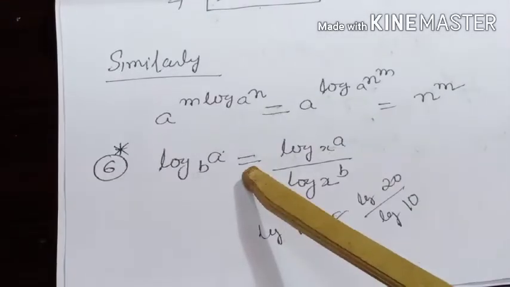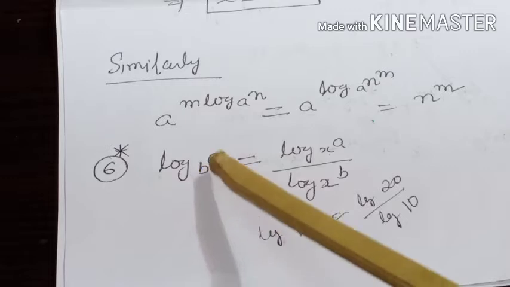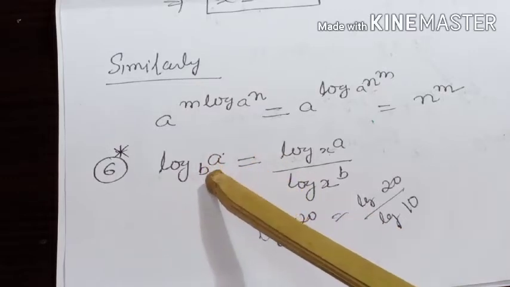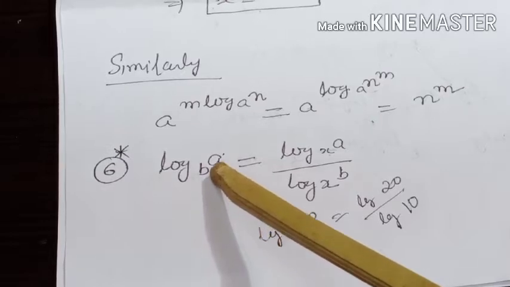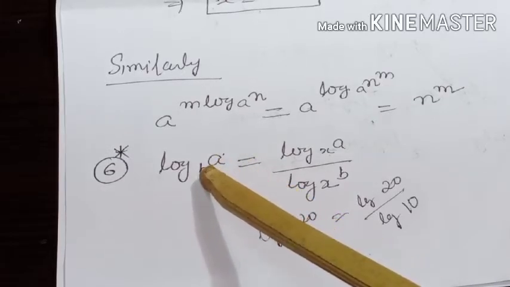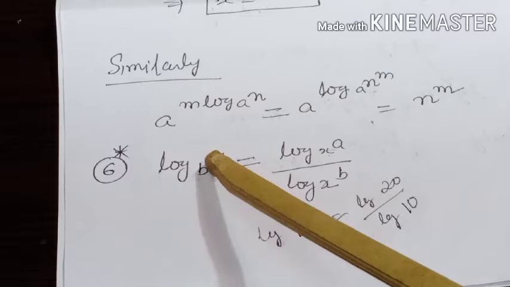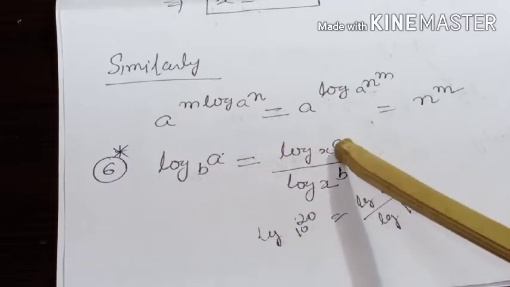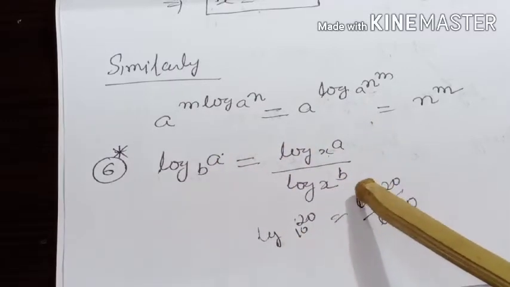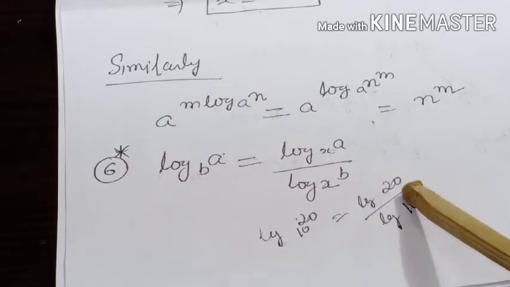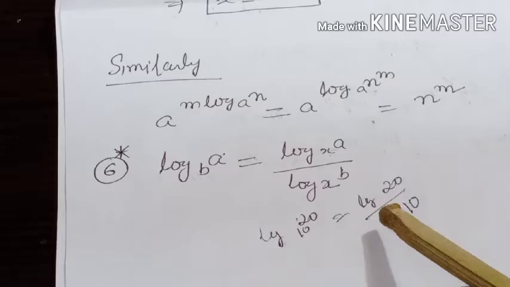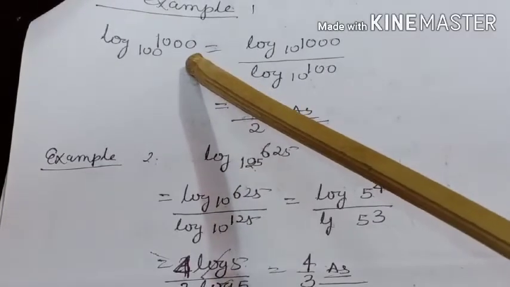One more thing is, if log a to the base b is there, it can be represented in a different manner. We'll take a base for a also, and we'll take a base for b also. So what we'll do, log a to the base b can be represented as log a to the base x by log b to the base x. For example, if log 20 to the base 10 is there, it can be written as log 20 by log 10. Let us illustrate with some more examples.